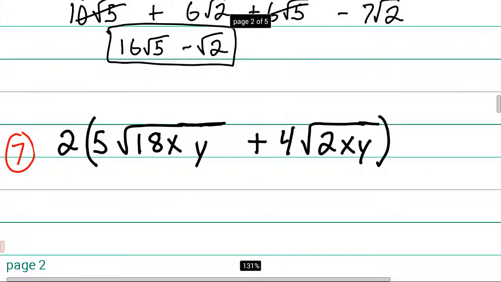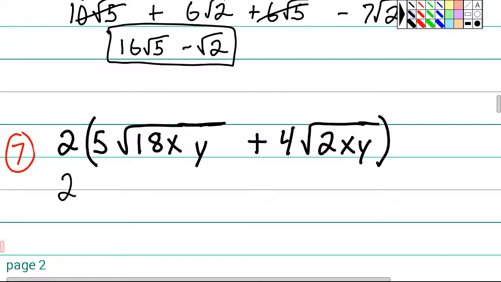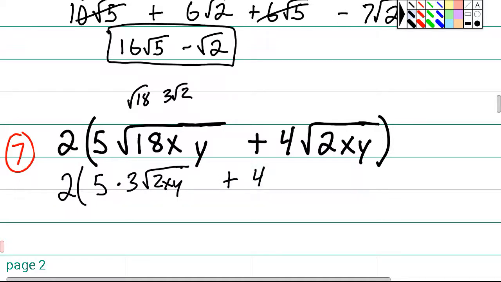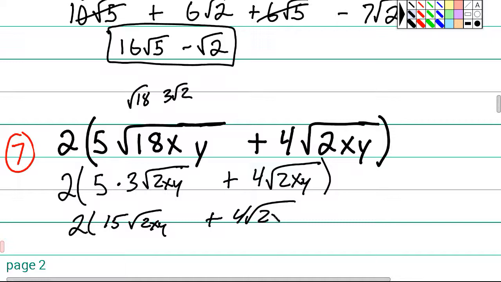Alright, so this says take 2 times this giant quantity here. So let's just start breaking it down. Order of operations, we'll go inside the parentheses first. So what is the square root of 18? The square root of 18 is just 3 root 2. So this is going to be times 3 root 2xy plus 4 root 2xy. 5 times 3 is 15, so I get 2 times 15 root 2xy plus 4 times root 2xy.